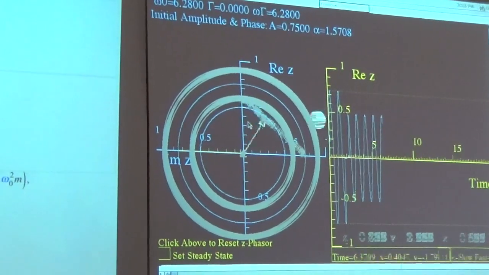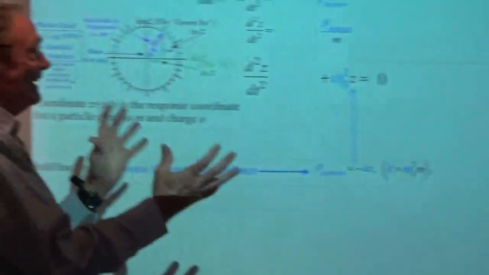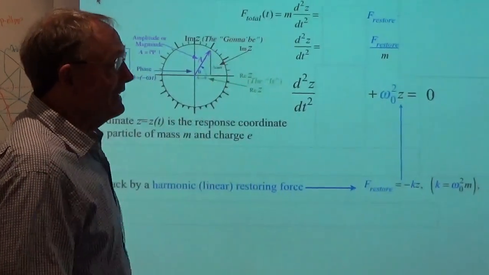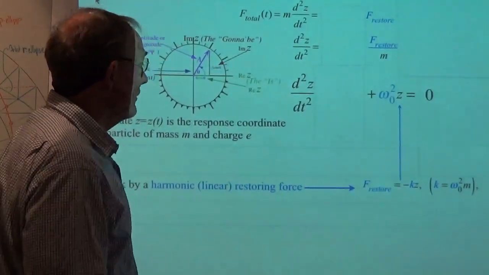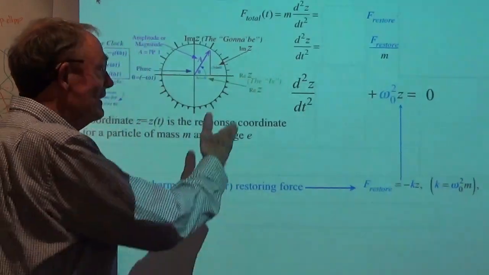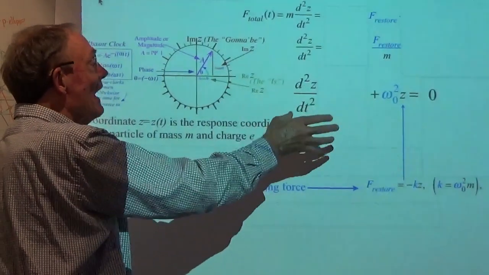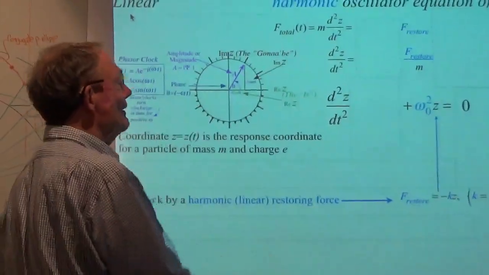Now I give it cute names. The real part is the "is," and the imaginary part is the "gonna be." That is, for Clinton, you is or are doing something bad, and you're gonna be in trouble.